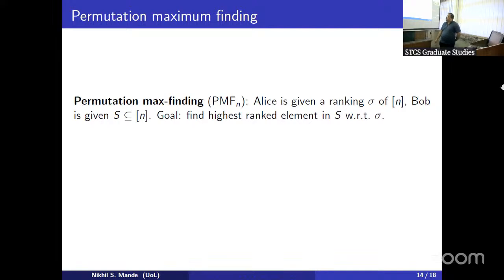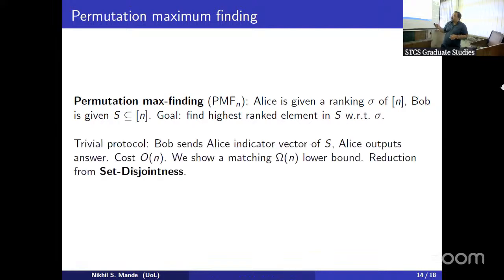So in this function, Alice is given a ranking of n elements. Equivalently, you can think of it as a permutation on n elements. Bob is given a subset of elements, and their goal is to find, in Bob's subset, which is the highest ranked element of Alice. So what's a trivial protocol? Bob can simply send his subset over to Alice with n bits, and Alice sends the label of the highest rank, log n bits. And it turns out that you can't do any better than this. So we're able to show a reduction from set disjointness to this problem. And set disjointness is well known to have communication complexity omega n.